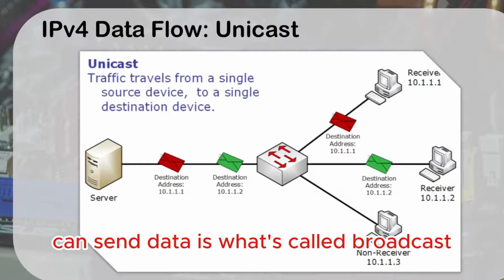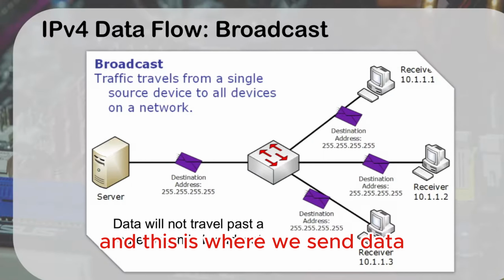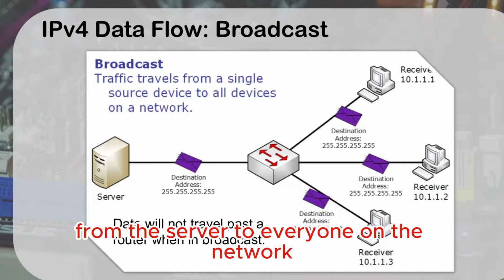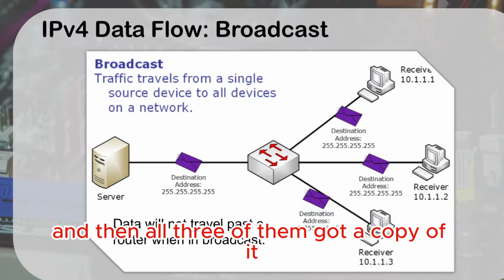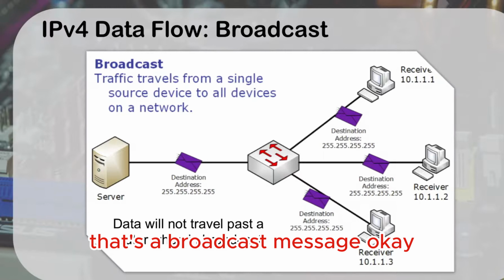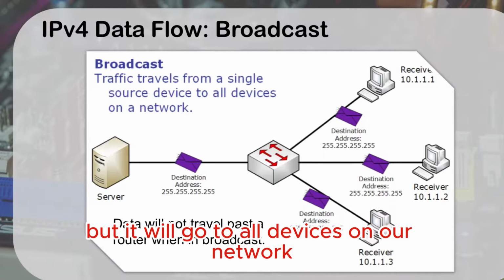The second way we can send data is what's called broadcast. And this is where we send data from the server to everyone on the network. Notice it went from the server to the switch and then all 3 of them got a copy of it. That's a broadcast message, okay? Data won't travel past routers in broadcast, but it will go to all devices on our network.